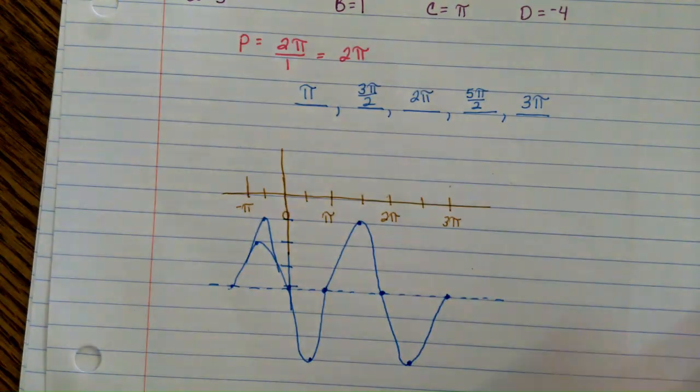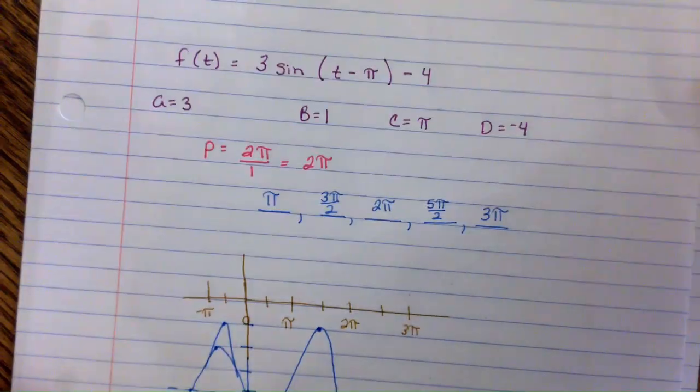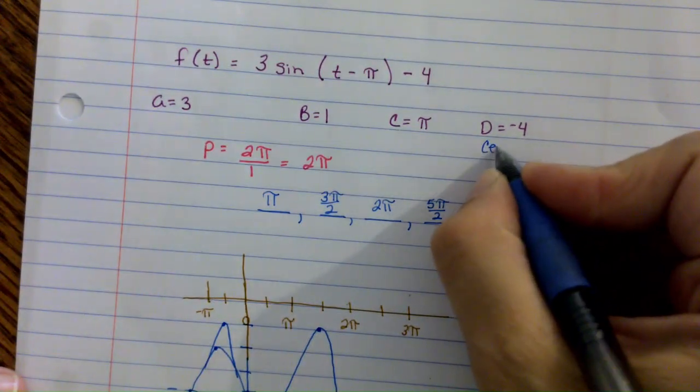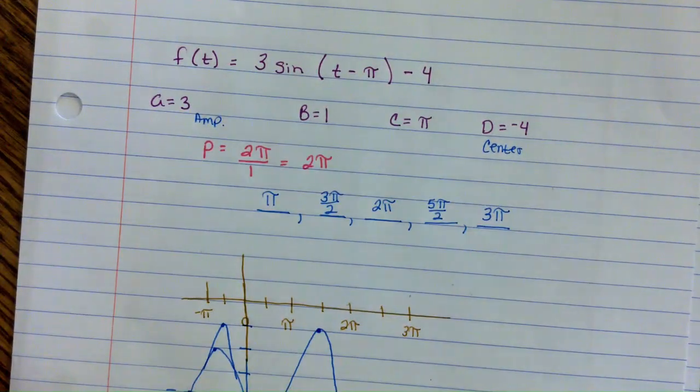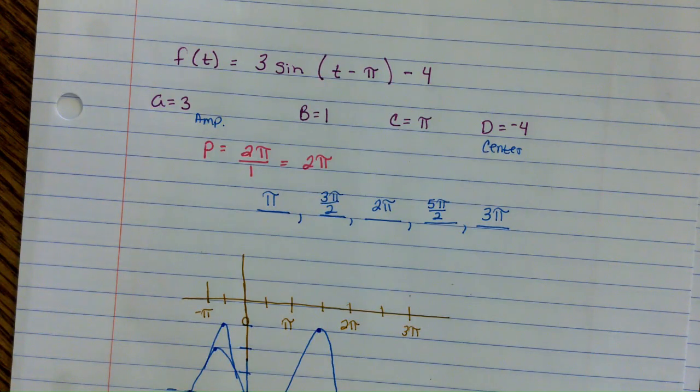Why? Well, this was our center line. This was our amplitude. Okay? So the amplitude refers to how much you go up or down from your center line.